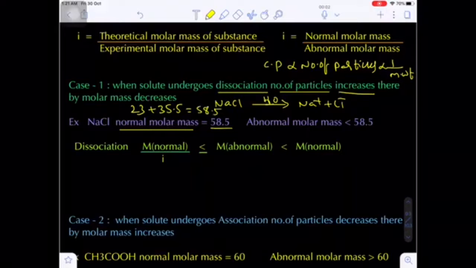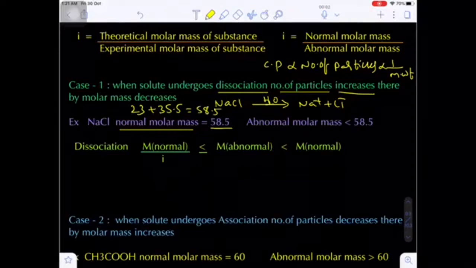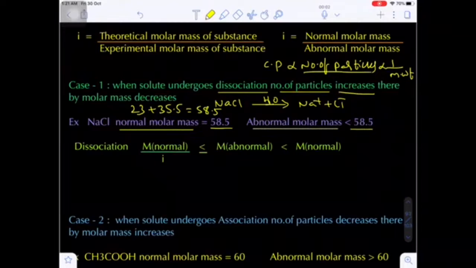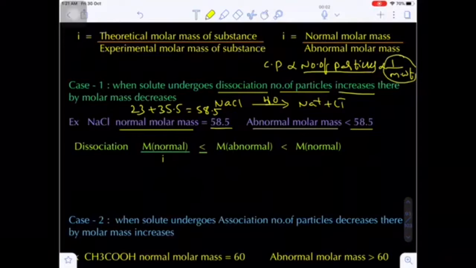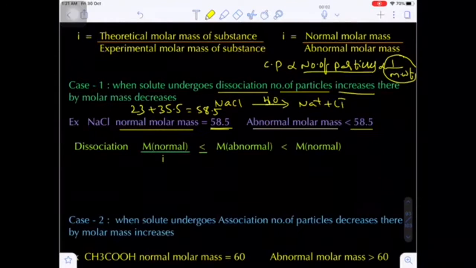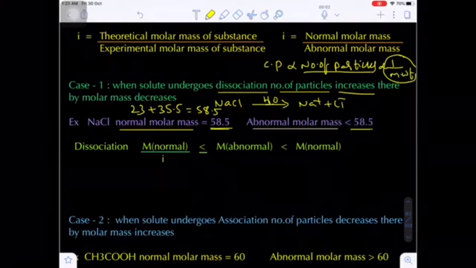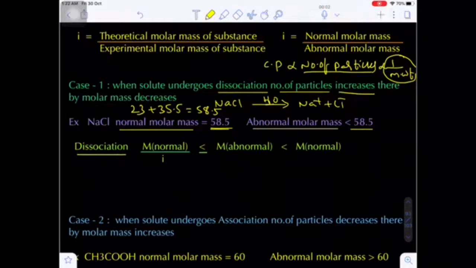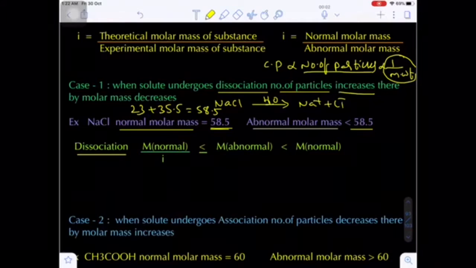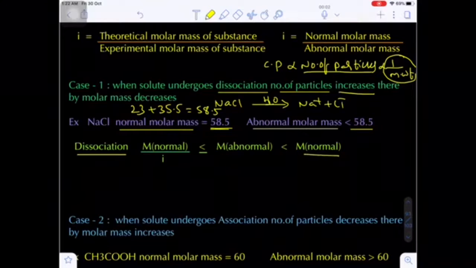But when NaCl is dissolved in water, due to dissociation or ionization, the sodium chloride possesses an abnormal molar mass which is less than 58.5, because as the number of particles increases, the molar mass has to decrease, since they are inversely proportional. So the expected molar mass of NaCl should be 58.5, but the actual molar mass of NaCl, that is the experimental, abnormal molar mass, will be less than 58.5. During the dissociation of a compound, the abnormal molar mass will be less than the normal molar mass, and the relation here is: abnormal molar mass equals normal molar mass divided by iota.